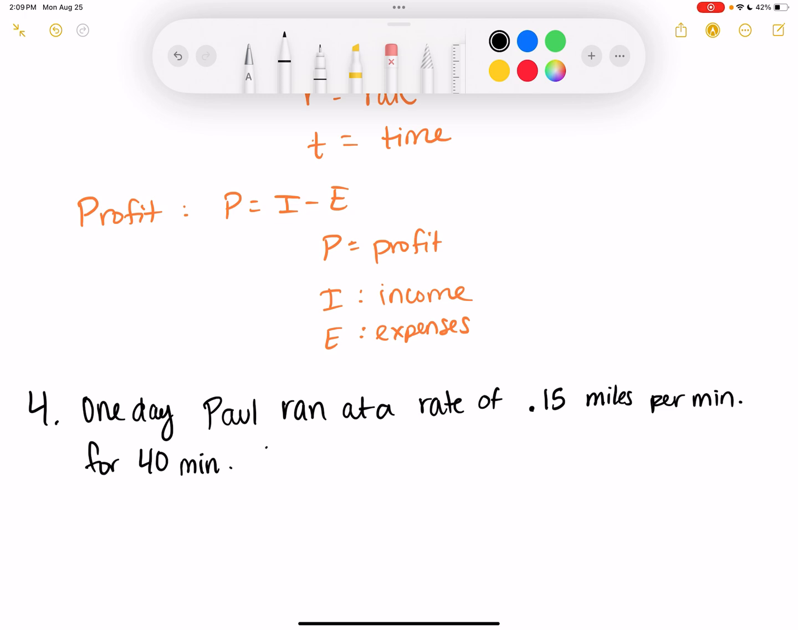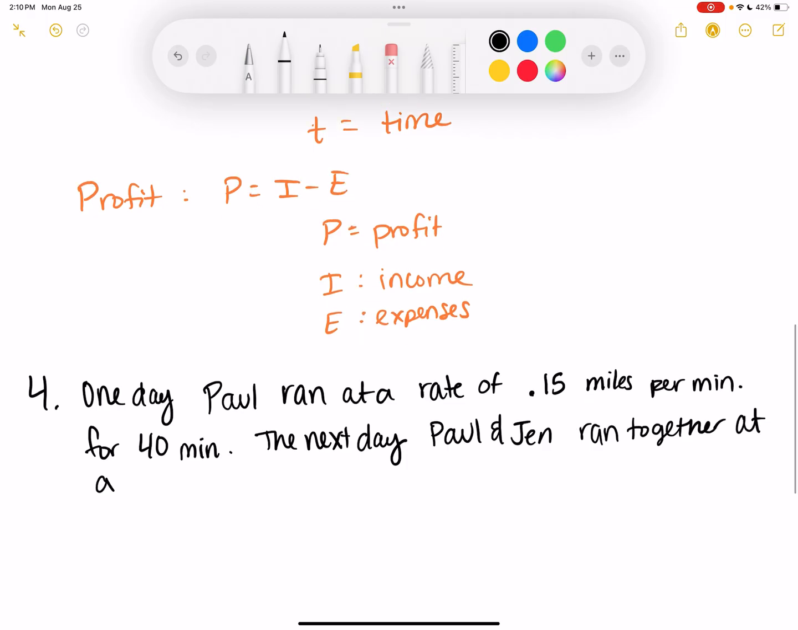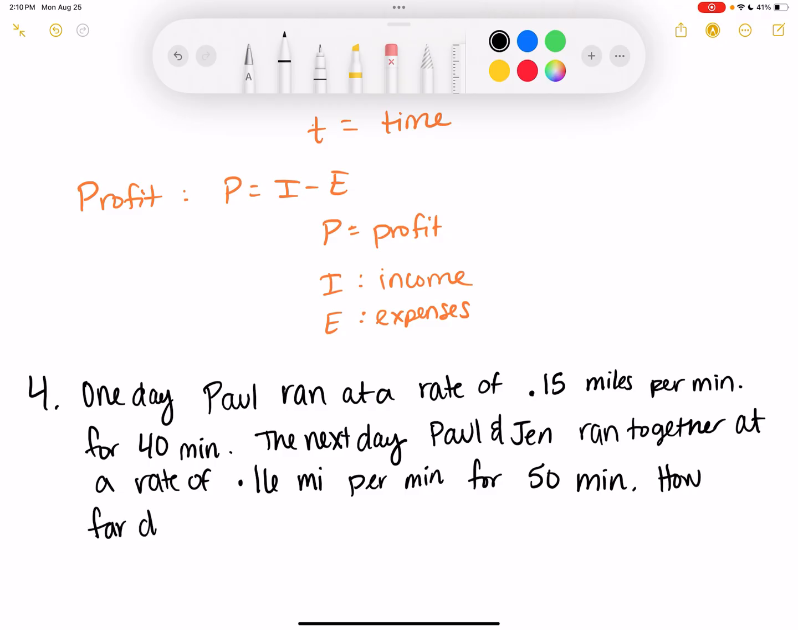The next day, Paul and Jen ran together at a rate of 0.16 miles per minute for 50 minutes. How far did Paul run altogether?